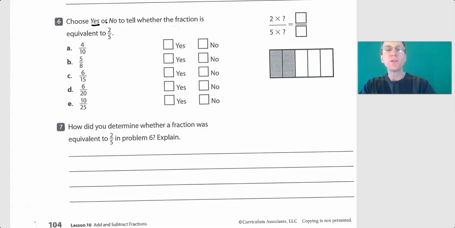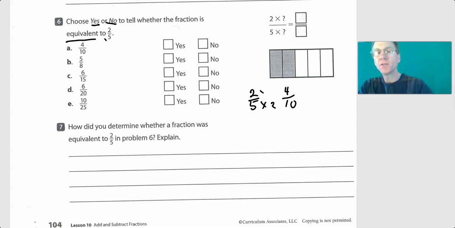Choose yes or no to tell whether the fraction is equivalent to 2/5. Okay, so 4/10. We're going to come down here and we'll test it. 2/5, let's test it. 4/10. So if I double the number of slices, I also double this. Oh yeah, that one works. Let's try another one.